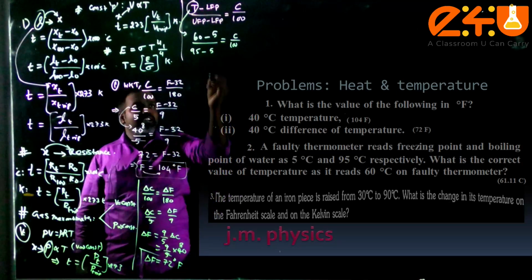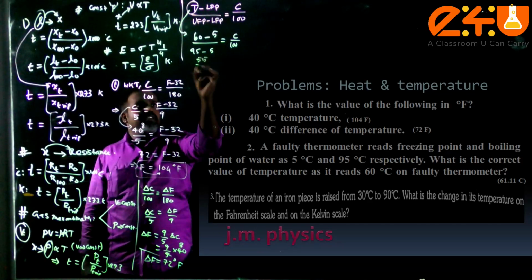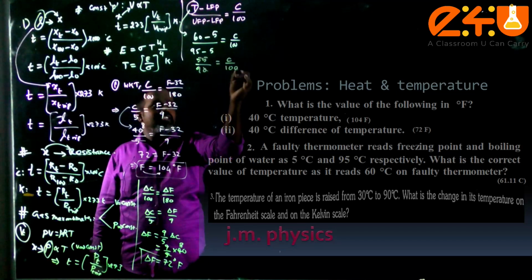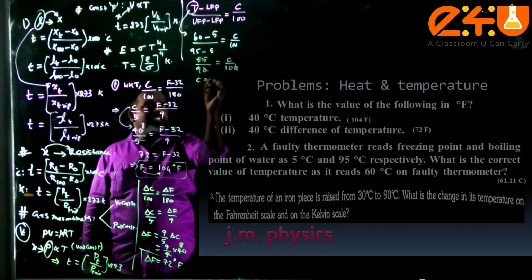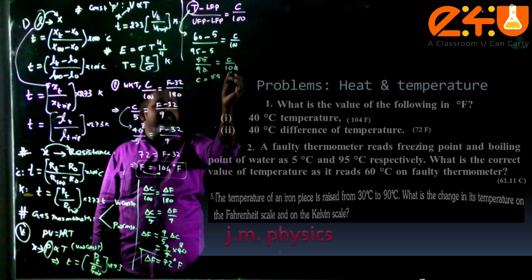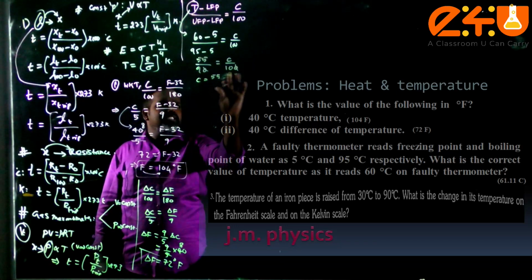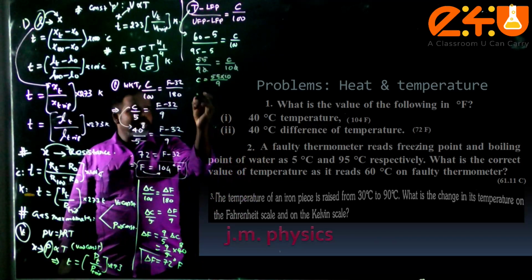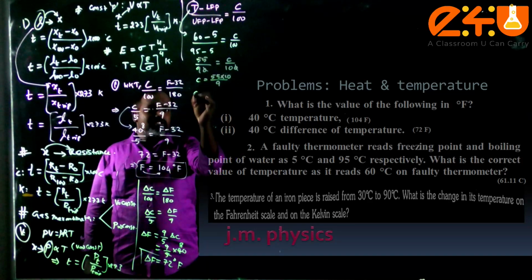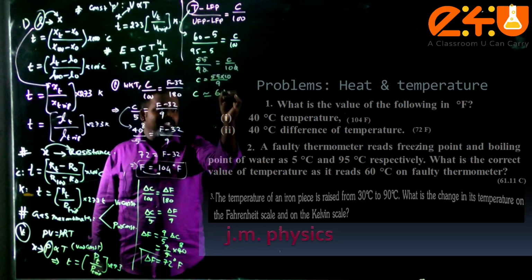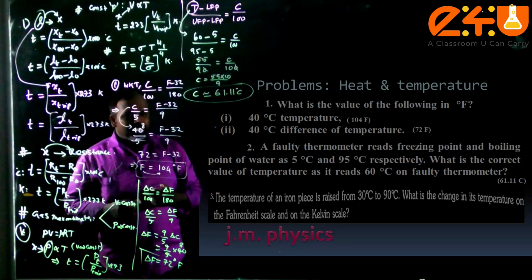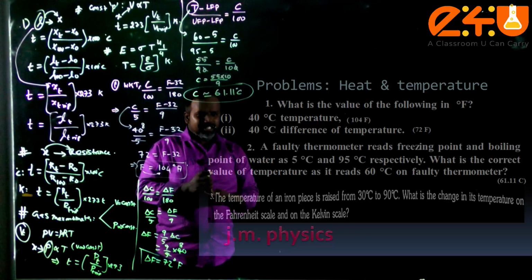So this will be 55 divided by 90, equal to C by 100. You just cancel out, then you will get C equal to 55 into 10 divided by 9. By simplifying this we can get the value, C is approximately 61.1 degrees centigrade. So this is the correct temperature measured by the Celsius thermometer.